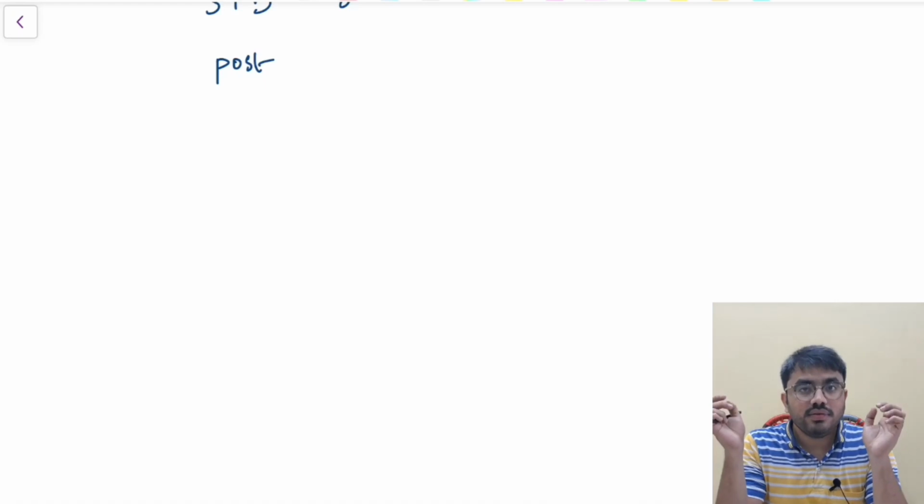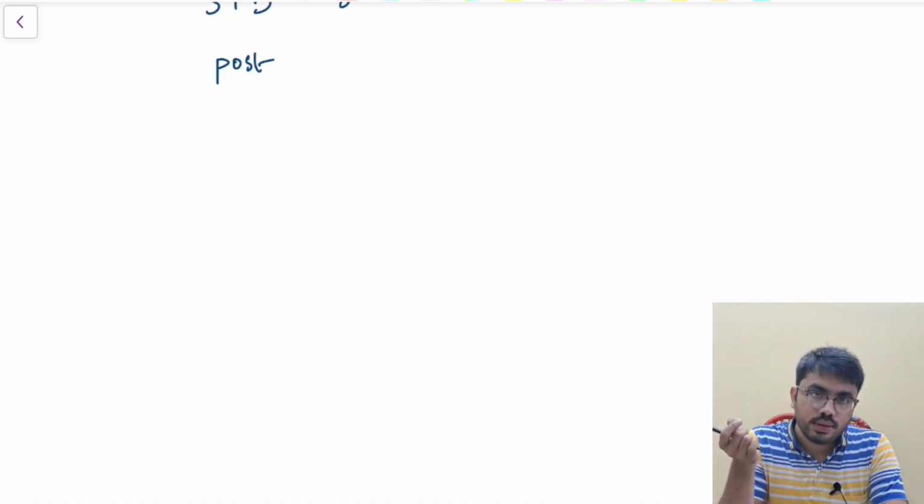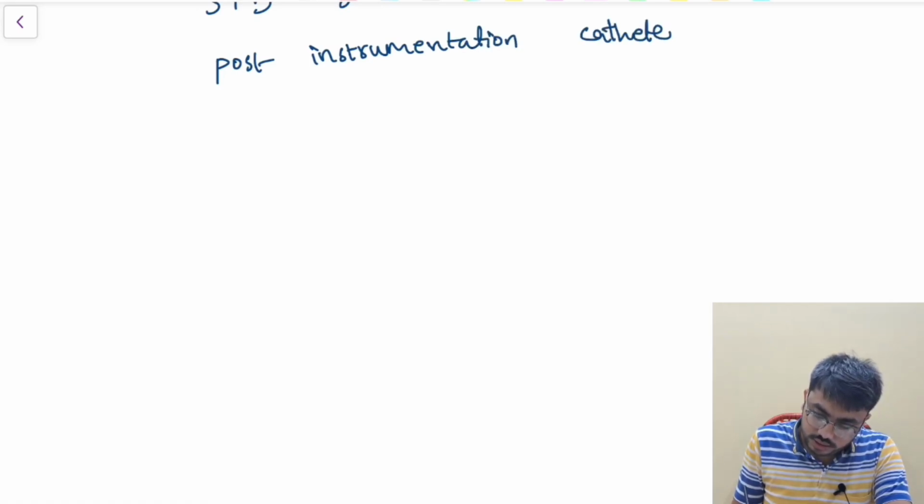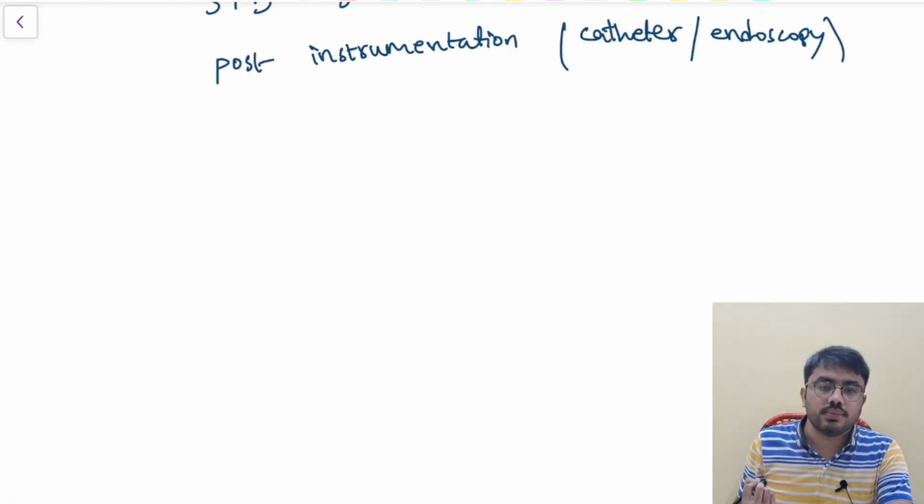I have inserted a catheter, or I have done an endoscopy. Write it down, post instrumentation. I can get a stricture, maybe after a catheter insertion or maybe after an endoscopy procedure. I can get stricture urethra.